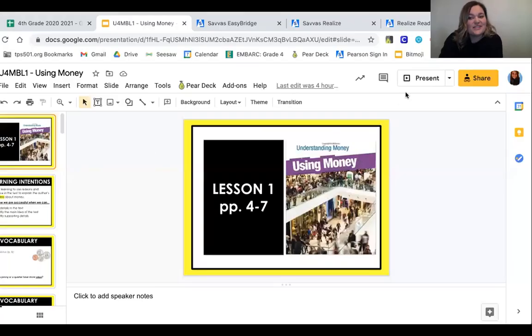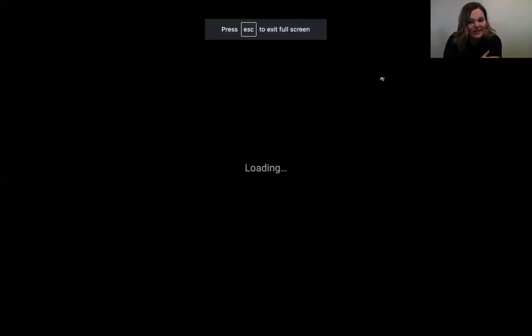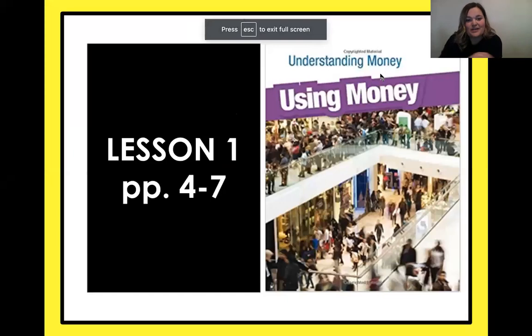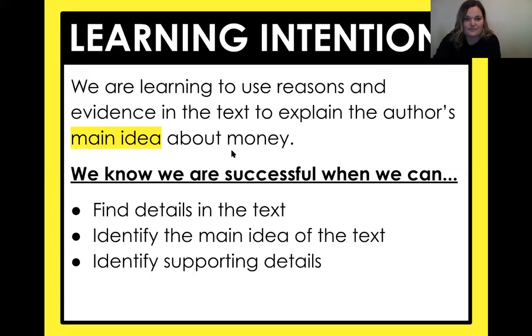So I wish Greg was here watching this because he would love this lesson. We are starting this book called Using Money. So it's all about understanding money, and we are just going to read the first few pages today. So our learning intention, we are learning to use reasons and evidence in the text to explain the author's main idea about money. We know we are successful when we can find details in the text, identify the main idea of the text, and identify supporting details.